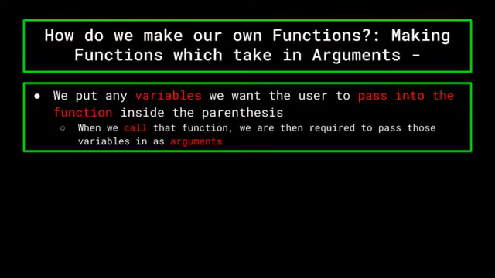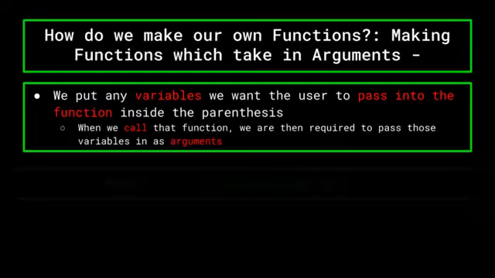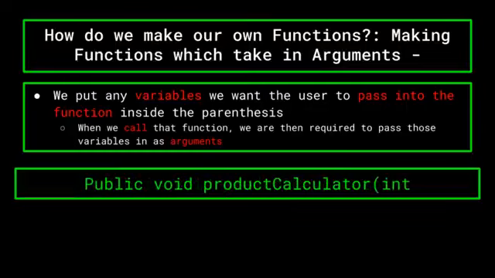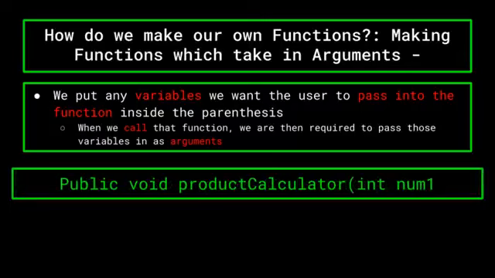For example, in Java, let's make a function that takes in two numbers and prints out the product of those numbers. We start with the public void plus name of function setup again, since we won't be returning any values. And here comes a new part. Inside the parentheses, you define which type of variables you would like to pass in as arguments. In this case, an integer, and then a name for that variable. This name is what you will use to refer to the integer that the user passes in. For example, let's just call it num1.